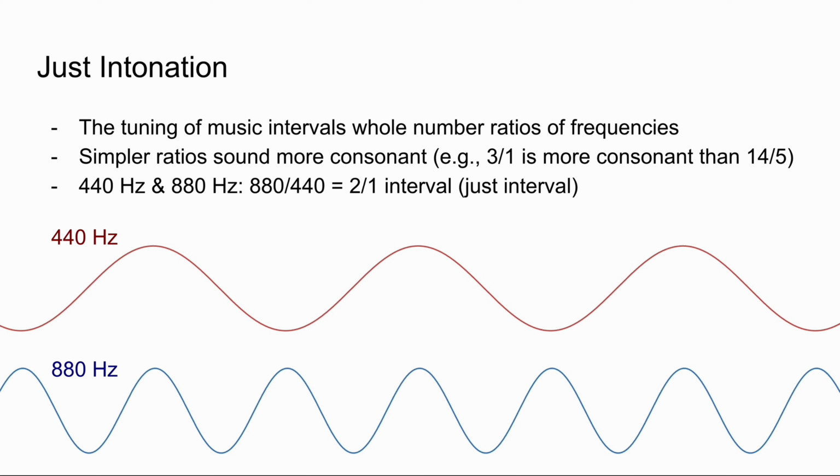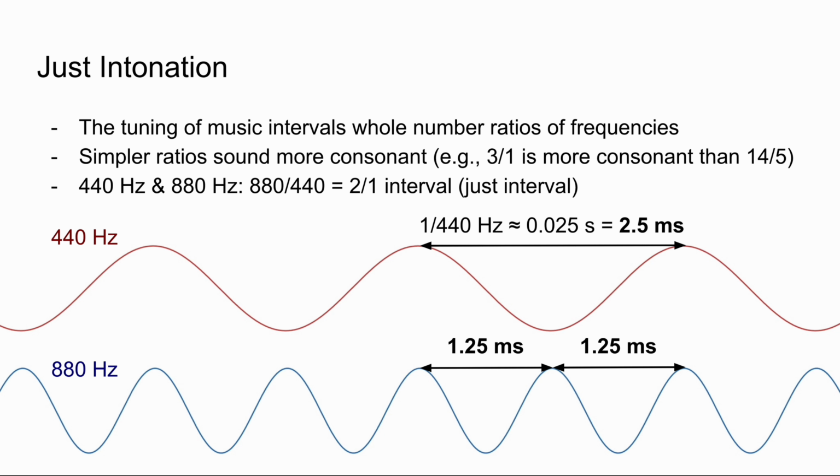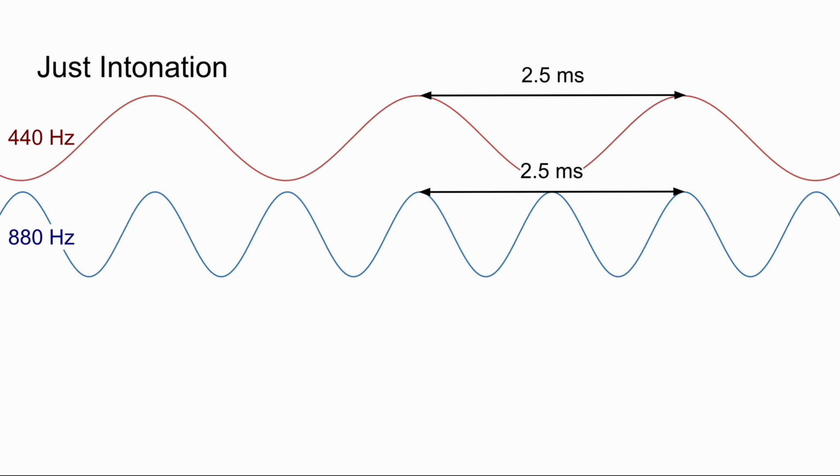When we look at the sine waves of the two notes, we can see that in the time it takes the 440 Hz wave to complete one cycle, which is about 2.5 milliseconds, the 880 Hz wave completes two cycles. What that means is that we are going to hear the same compound wave repeated every 2.5 milliseconds. That might sound a little confusing, so let's look at what happens when we combine these two waves.